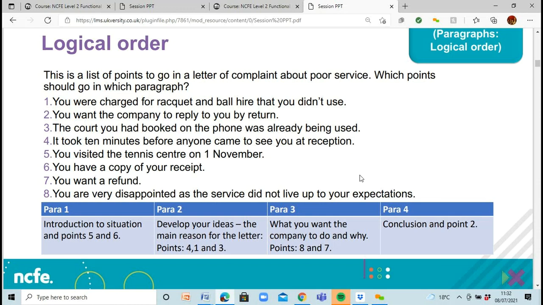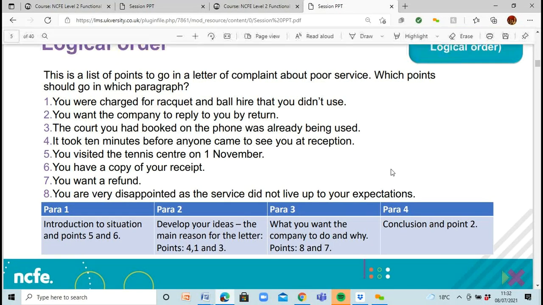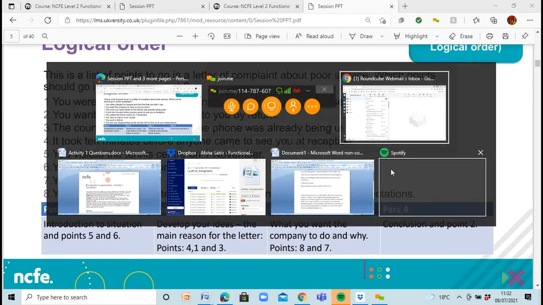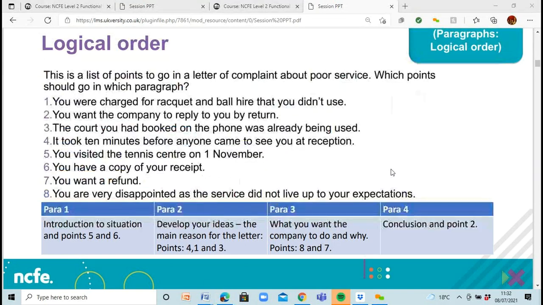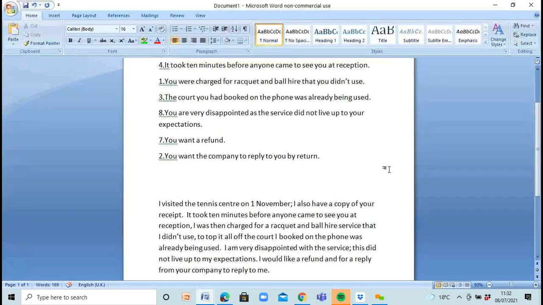If we were to put this into a logical order, because this doesn't make sense on its own, you would start off with an introduction. Then you would want to develop your ideas. Then you say what you want, and then you conclude it. So I've actually used this information and put it into the order that it should be.